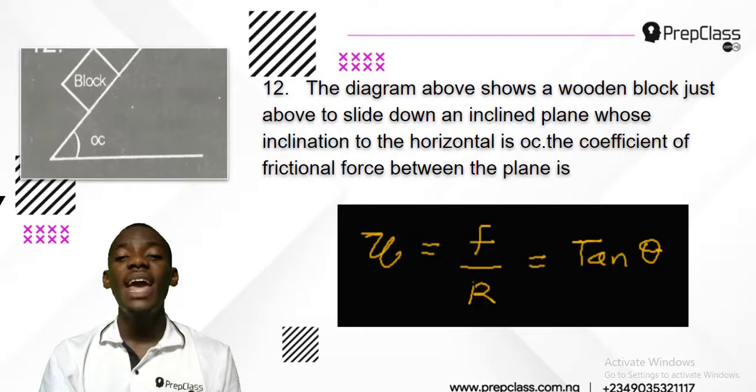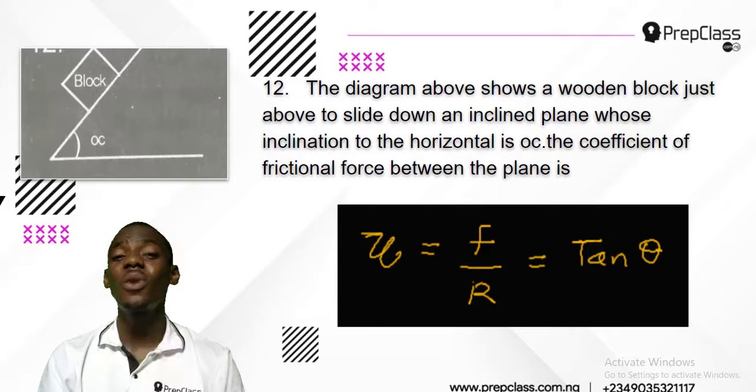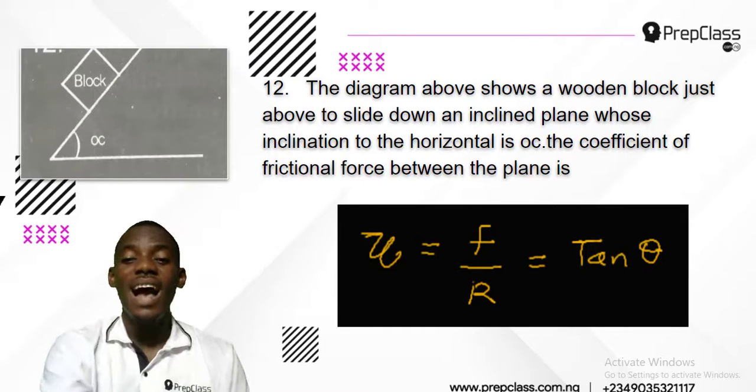It is either F over R, which is frictional force over reaction force, or tan theta. And those are the two formulas for finding the coefficient of friction. Now this question is on friction, and that is just the answer. The answer is tan theta.